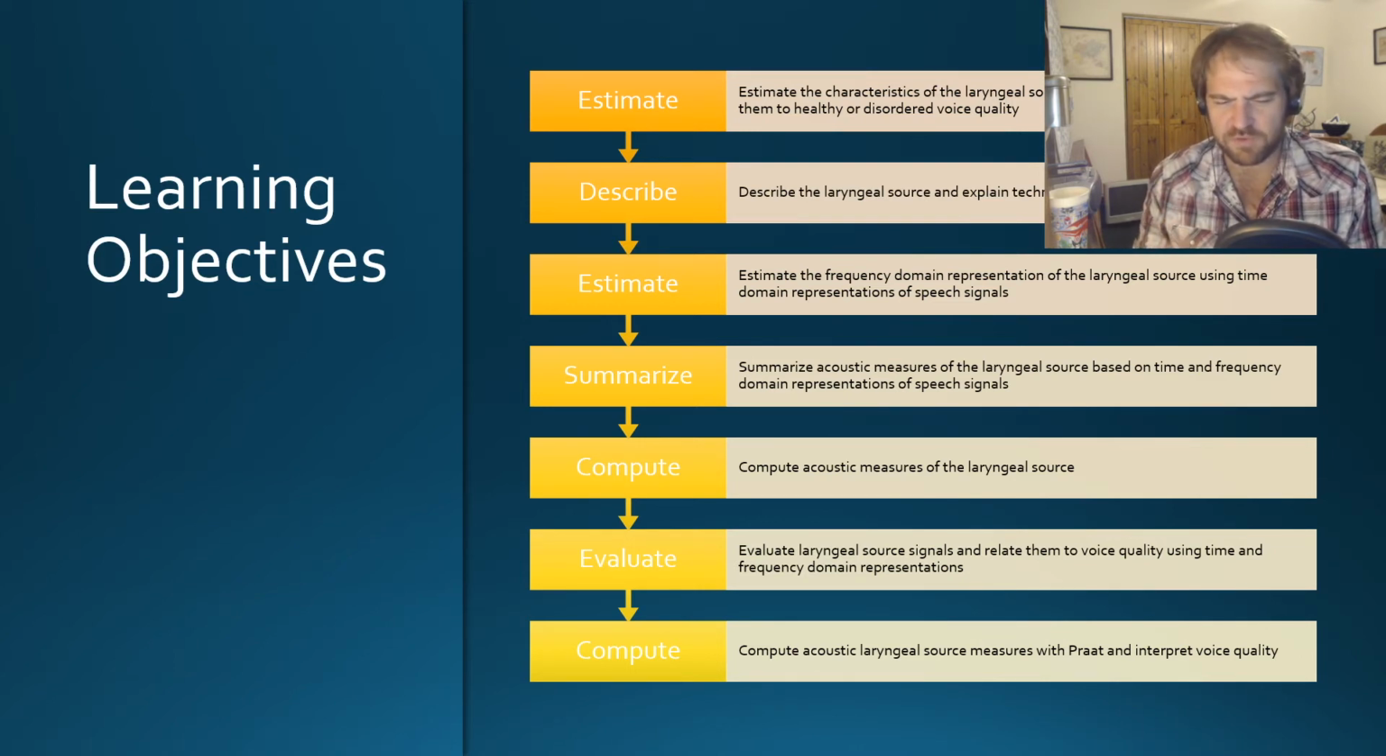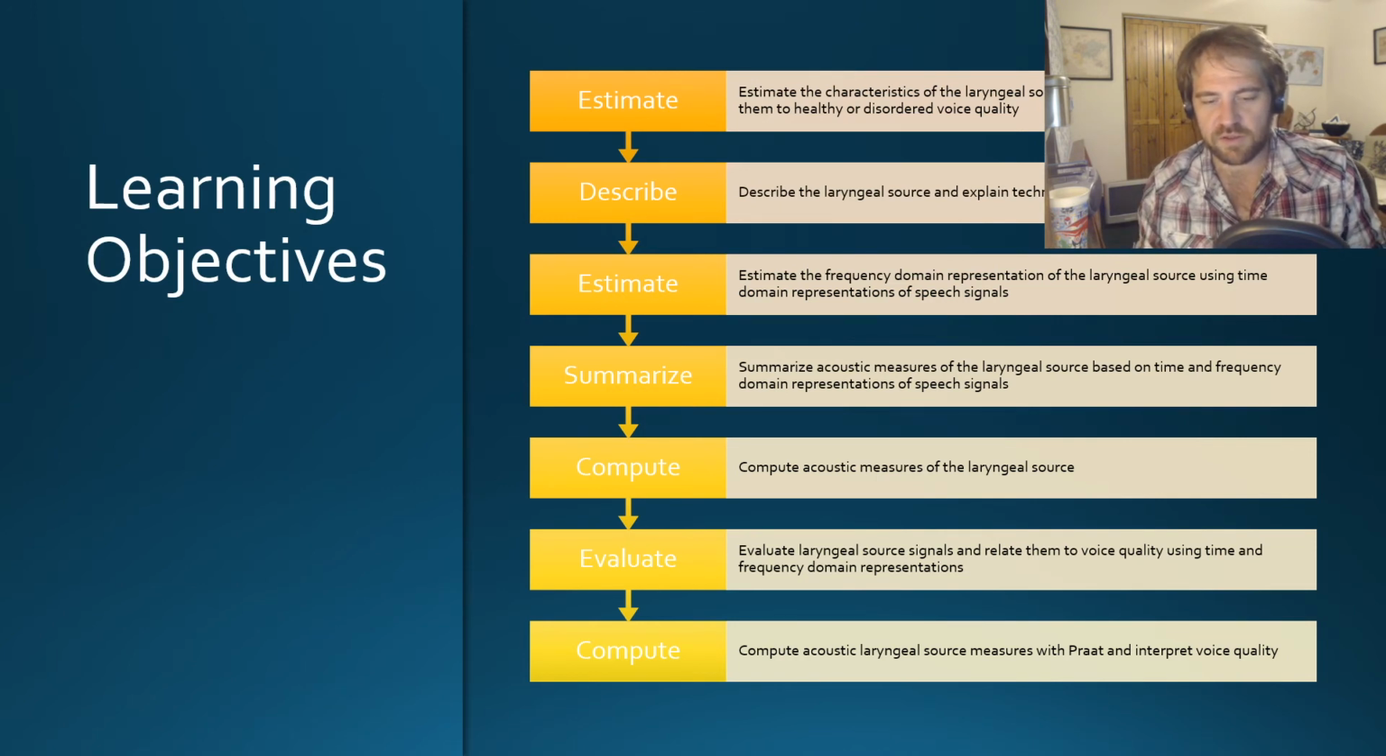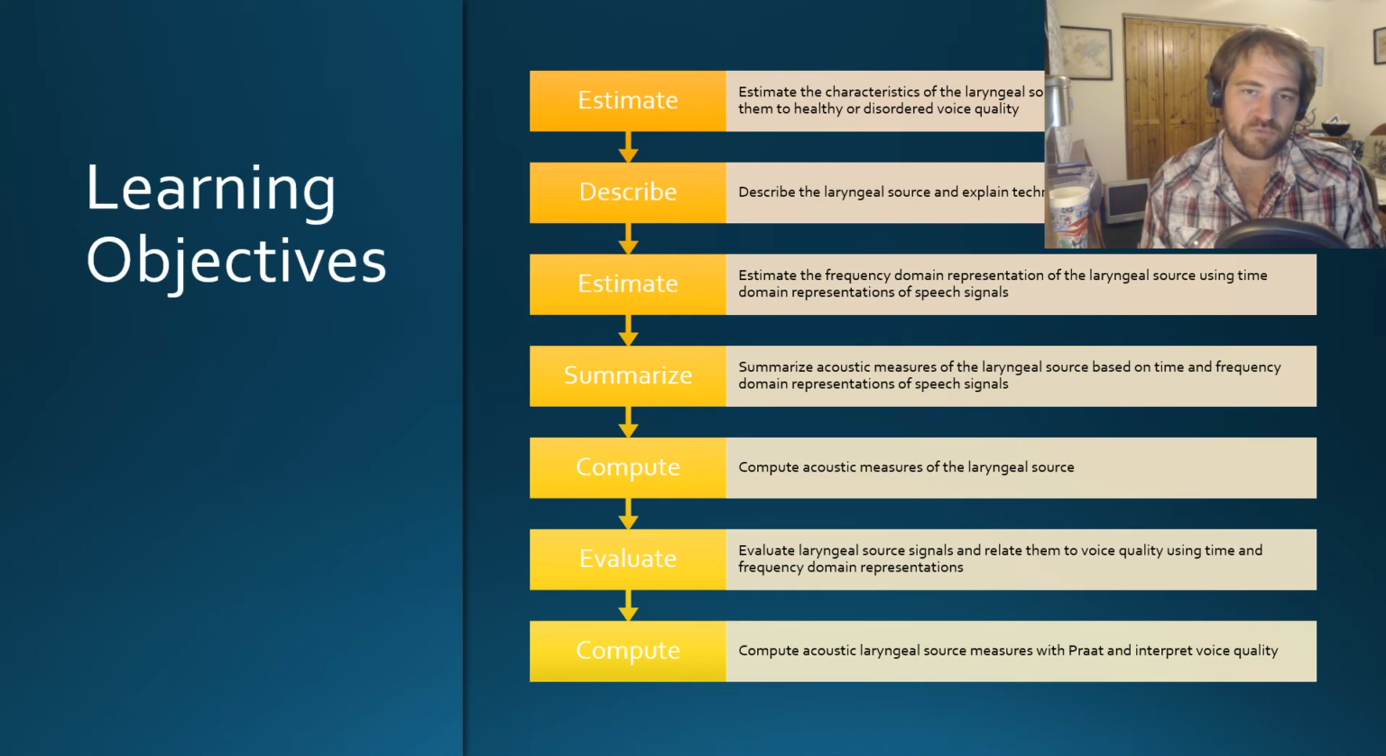Then we're going to evaluate the laryngeal source signals and relate them to voice quality using time and frequency domain representation. So that goes along with the very first point that we talked about. We're looking at different measures that we're taking in different ways in time or frequency, and then relating those to overall voice health. And then lastly, we're going to compute acoustic laryngeal source measures with Praat and interpret voice quality.